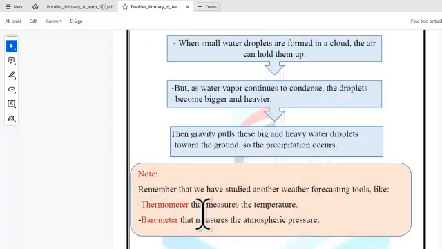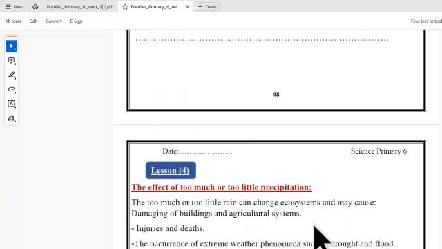Note: remember that we have studied other weather forecasting tools like the thermometer and barometer. Thermometer measures the temperature, barometer measures the atmospheric pressure.